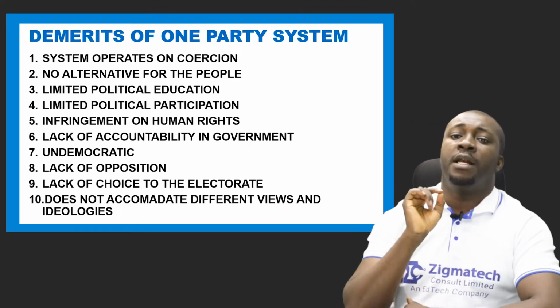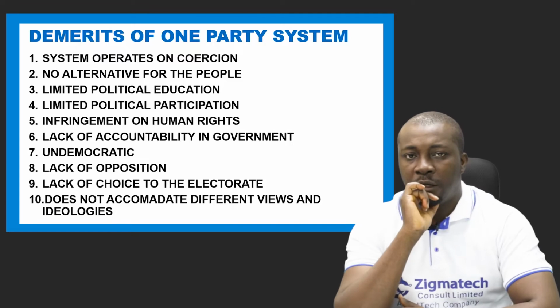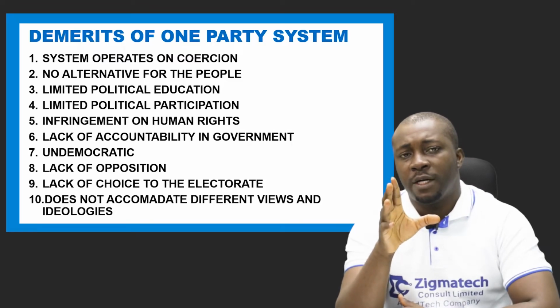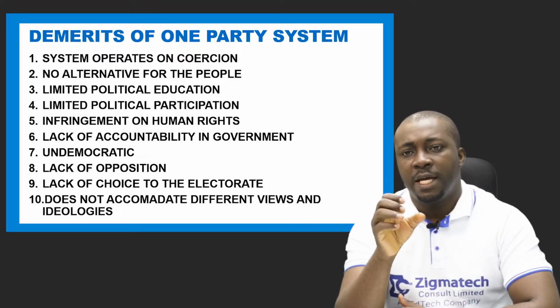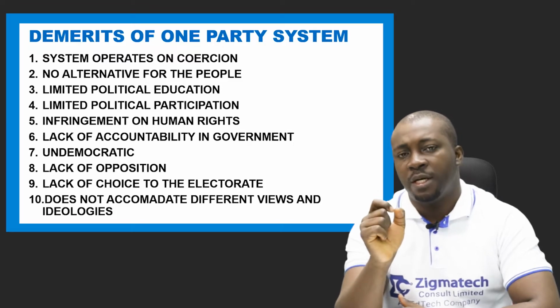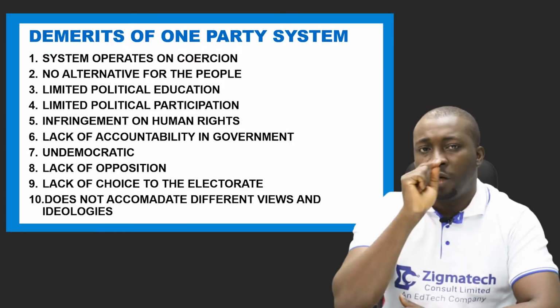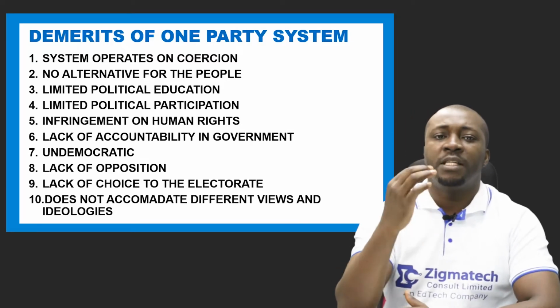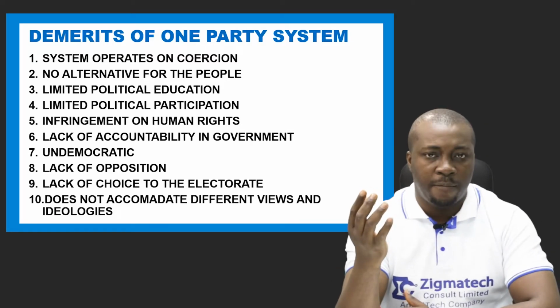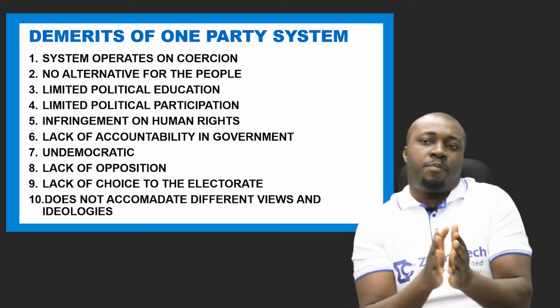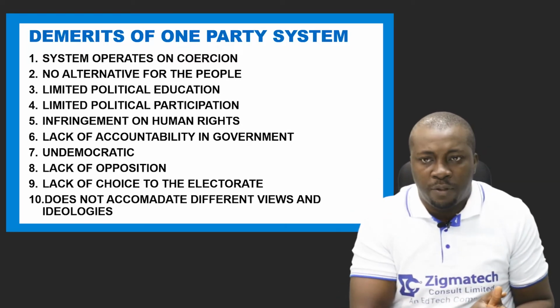Then we have lack of opposition. For democracy to work effectively, there must be an opposition party. There must be an opposition that will serve as a watchdog to the government in power, to the party in power. So this party system lacks this opposition.